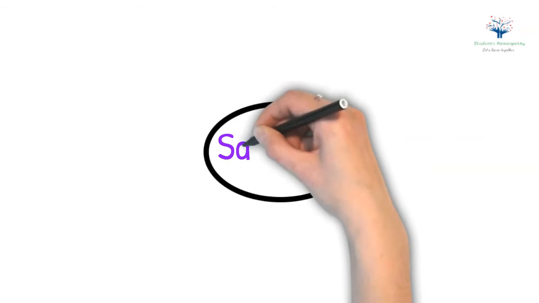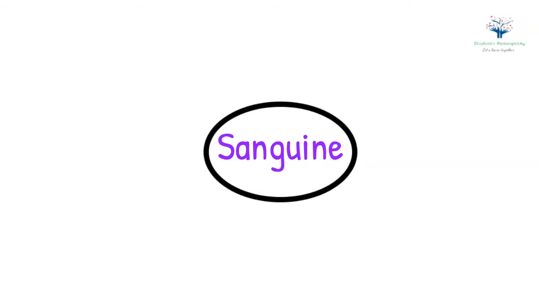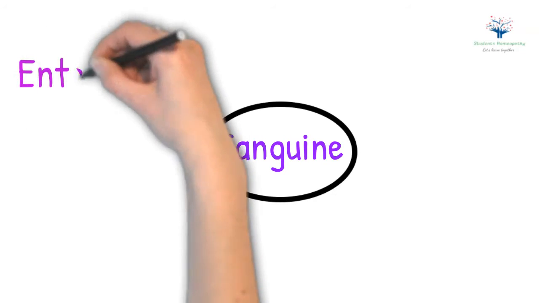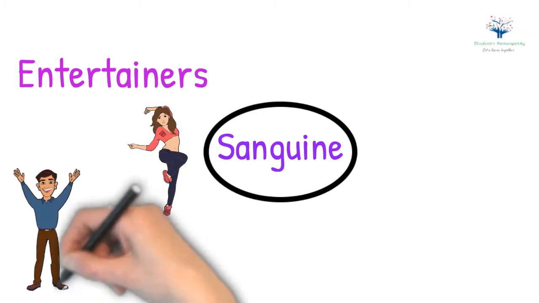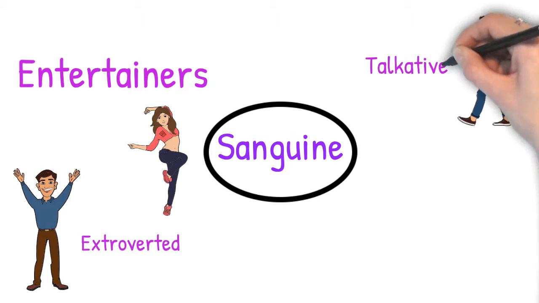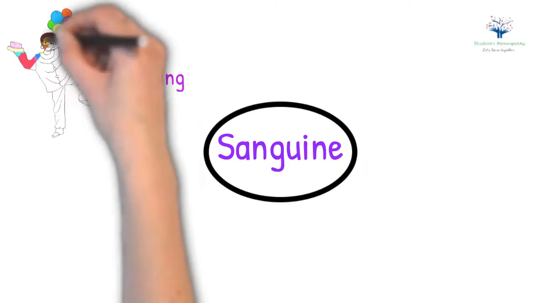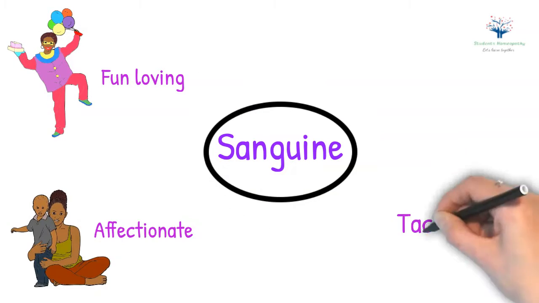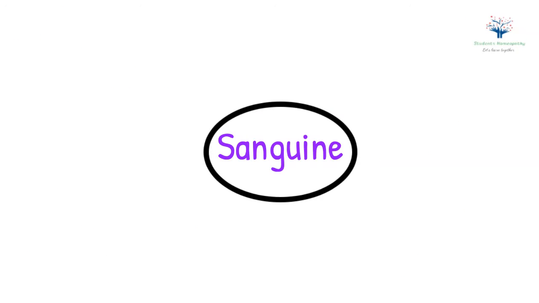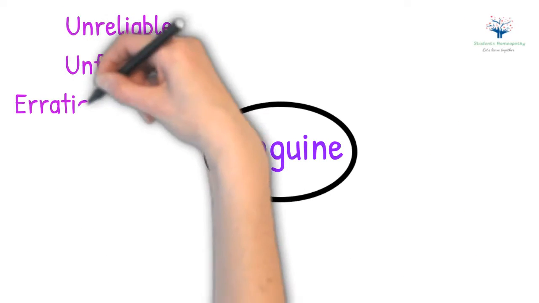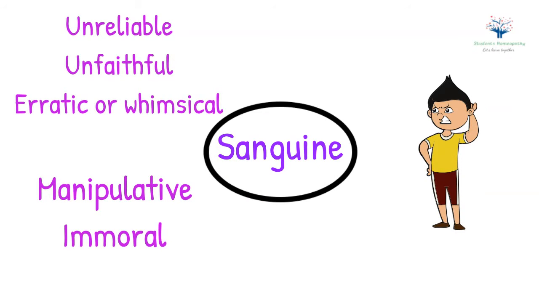Coming to sanguines, if we describe the sanguines by a single word, then the word will be entertainers. The sanguines are real entertainers. They are extroverted, talkative, cheerful, optimistic, fun-loving, affectionate, tactful, and vivacious on one side, being unreliable and unfaithful, erratic or whimsical, manipulative, and immoral on another side.